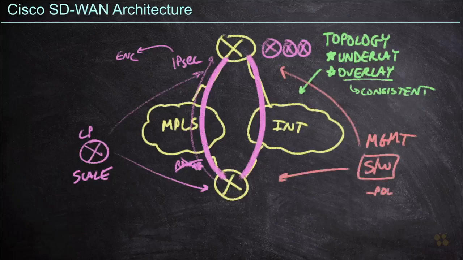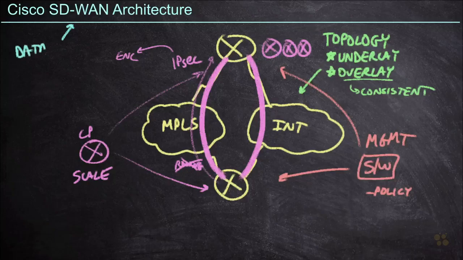So if we make a policy change here, then it gets automatically pushed out. We don't have to worry about logging into every single device in our WAN environment via the CLI. So at a high level, this is how the Cisco SD-WAN architecture comes together, and Cisco breaks this down for us into 4 separate planes.